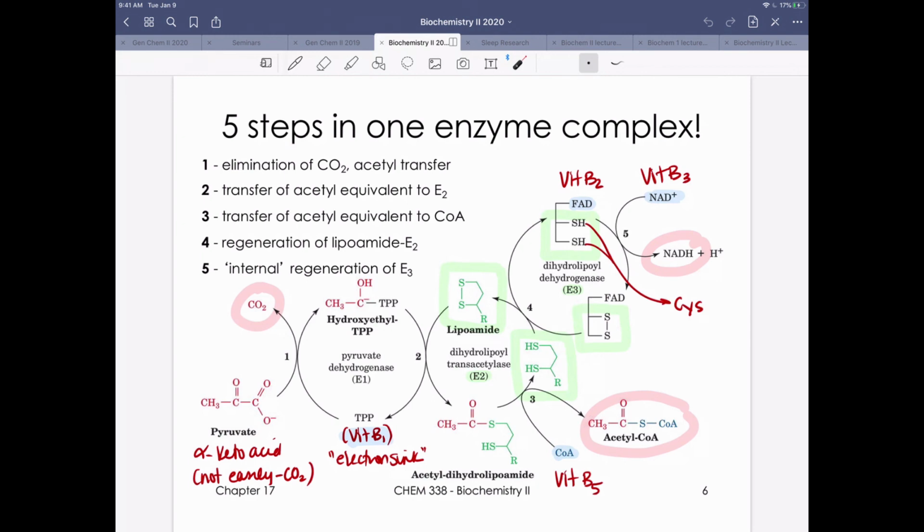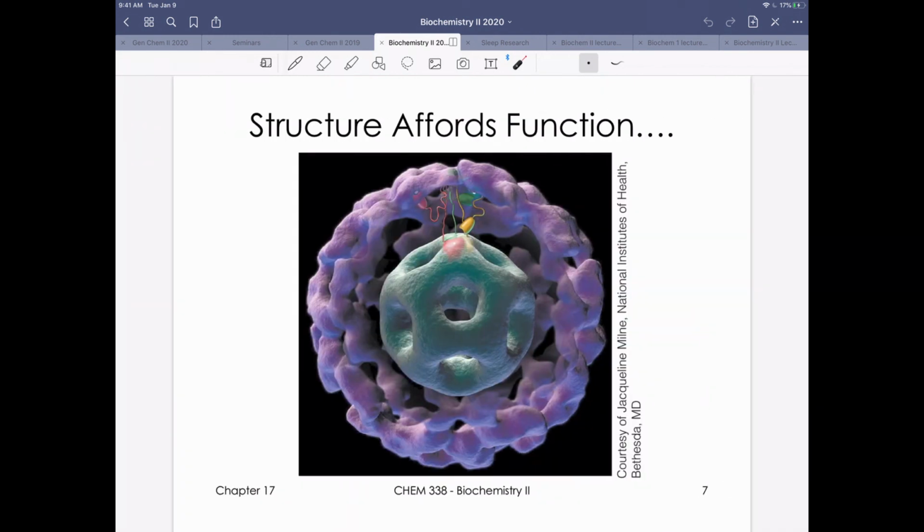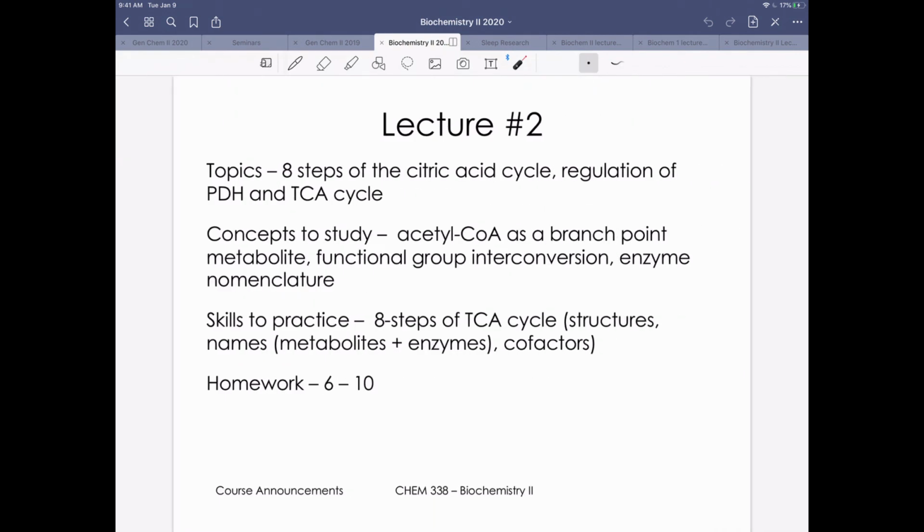What's really neat here is if you actually look at what that enzyme active site looks like. Remember, we highlighted that this was this multi-enzyme complex that had a lot of symmetry. So what they're showing here is just a surface map of all the different areas and zones. And what's represented here is this long lipoamide arm. And what they're really showing is it dipping back and forth between different enzyme active sites to do its chemistry. So kind of a neat structure affords function picture there.